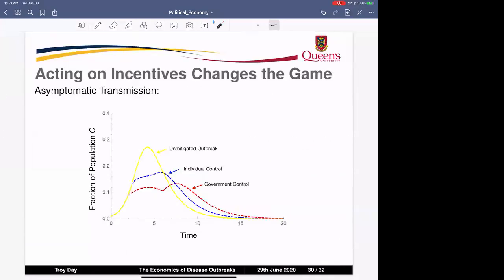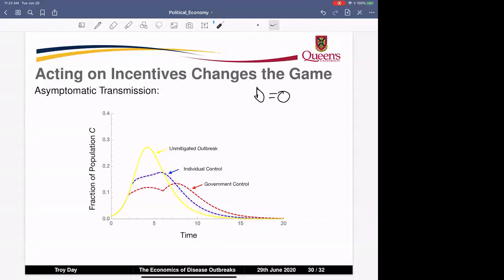I'll just finish off with one last result just to point out that when individuals act on their incentives, of course, this changes the nature of the game over time. So all of those results are assuming an unmitigated outbreak and asking what the nature of the game is over the course of the outbreak. If we let individuals act according to their incentives, well, here's an example where we have asymptomatic transmission. This is again a case where D is equal to 0. And now I'm looking at the situation where there's an unmitigated outbreak here, so nobody's doing anything. If individuals act in their own self-interest, then we can see we flatten the curve in this way.